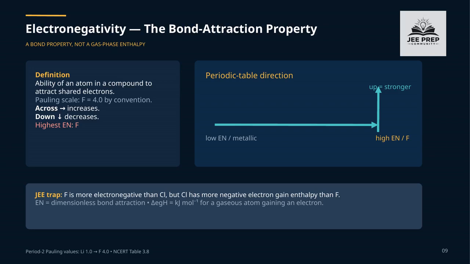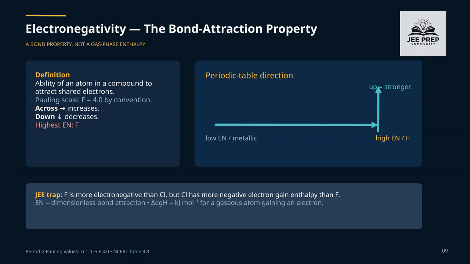Electron gain enthalpy becomes more negative across and less negative down, with chlorine more negative than fluorine and sulfur more negative than oxygen. Electronegativity increases across and decreases down, with fluorine at the top. Metallic character decreases across and increases down. Reducing tendency follows metallic character, oxidizing tendency generally follows non-metallic character. Oxide nature usually shifts from basic on the left through amphoteric in the middle to acidic on the right. Do not treat these as 12 unrelated arrows.